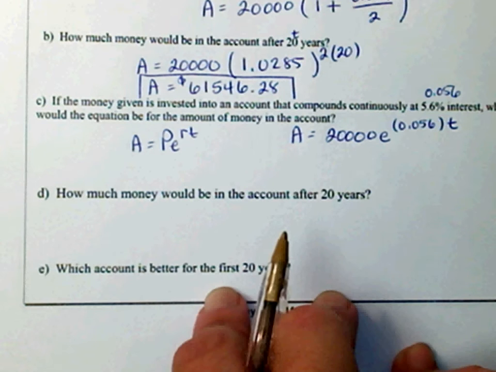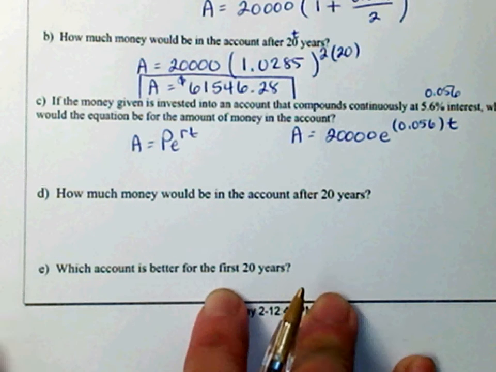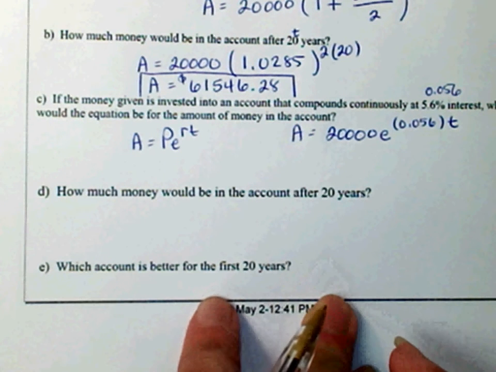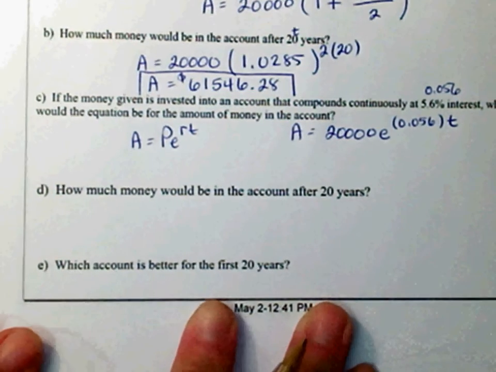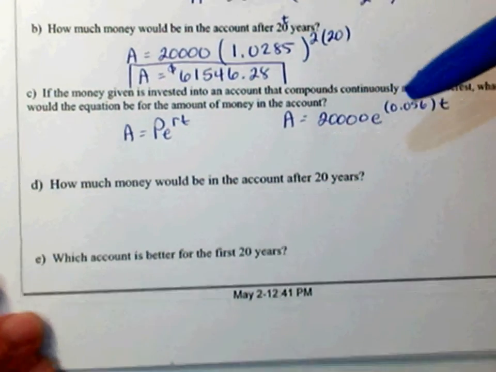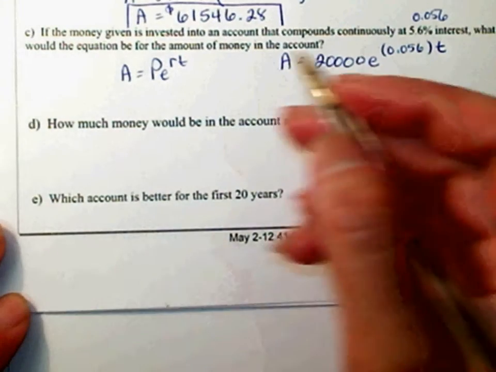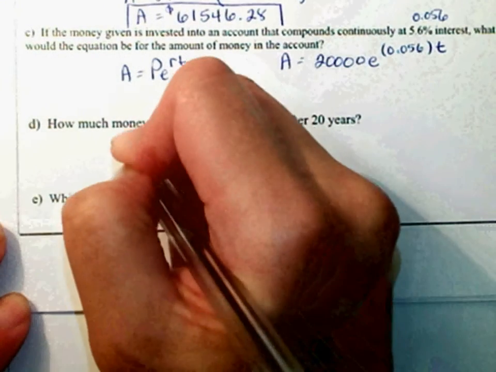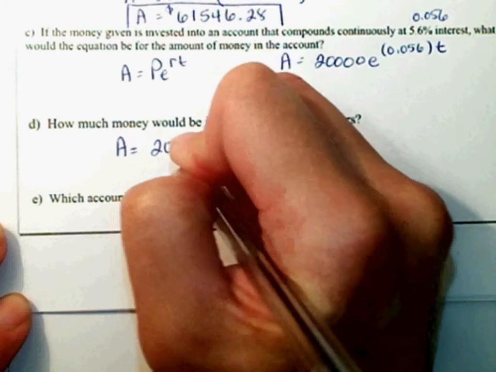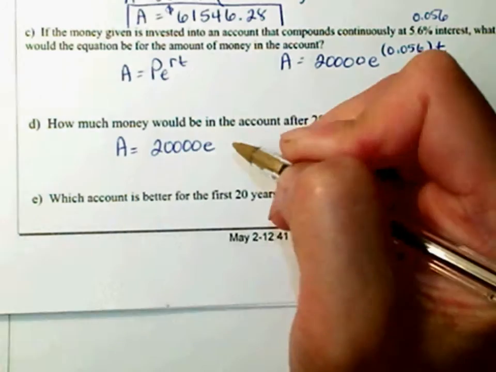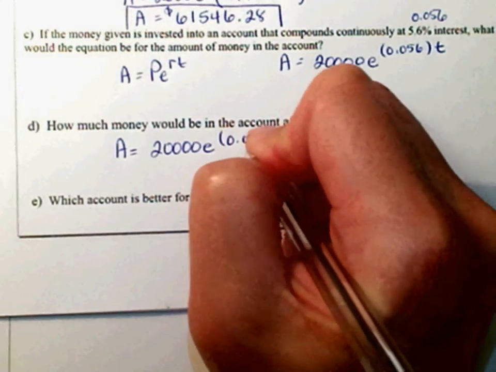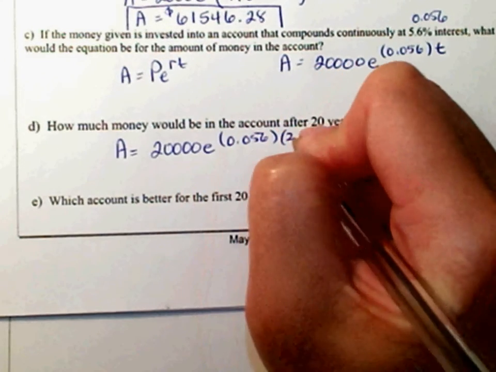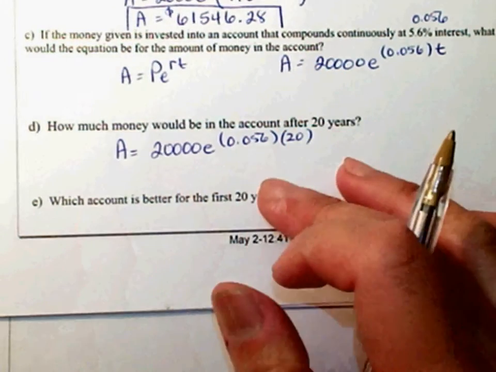Let's look at D. Let's plug this into D. Sarah, can I have my yellow calculator, please? Okay, let's look at D. How much money will be in the account after 20 years? Well, let's plug it in. So A is equal to 20,000 E raised to 0.056 times 20 years. And you can type all that into your calculator, okay?